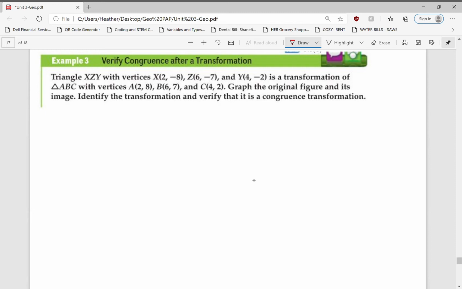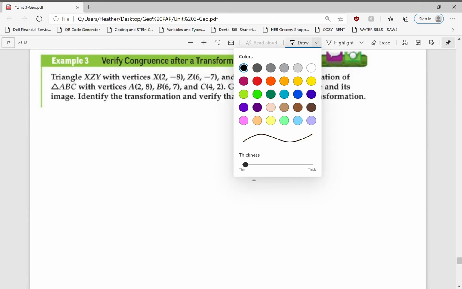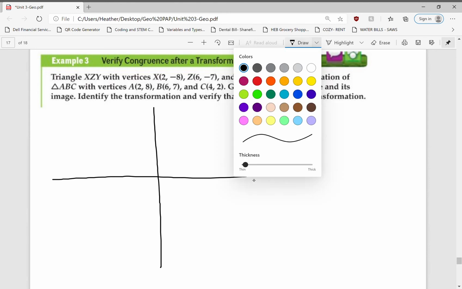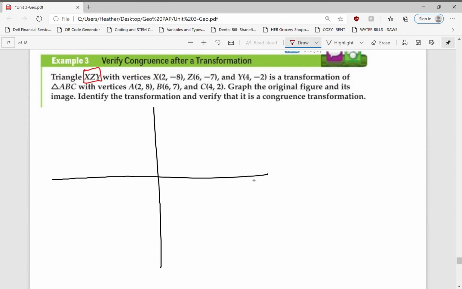So I am going to change my color here. Okay, so let's go ahead and draw a graph. Let's start with the first triangle, XYZ, and I'm going to do that in red. So I'm going to plot all of these points. X is (2, -8), so 1, 2, 3, 4, 5, 6, 7, 8. Okay, so that's X. Z is (6, -7). And Y is (4, -2).